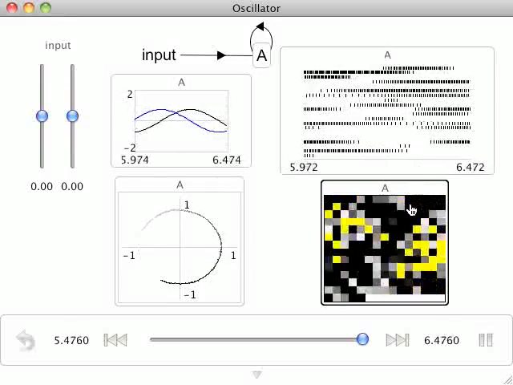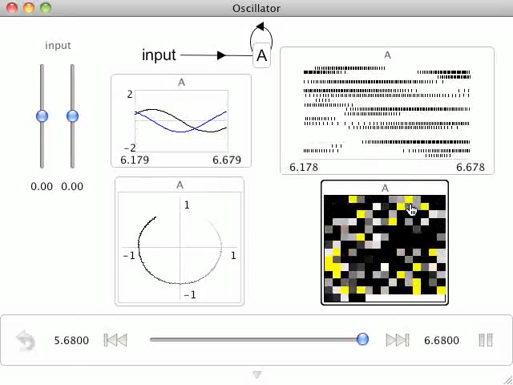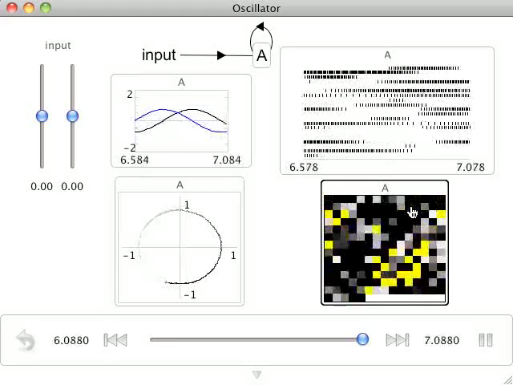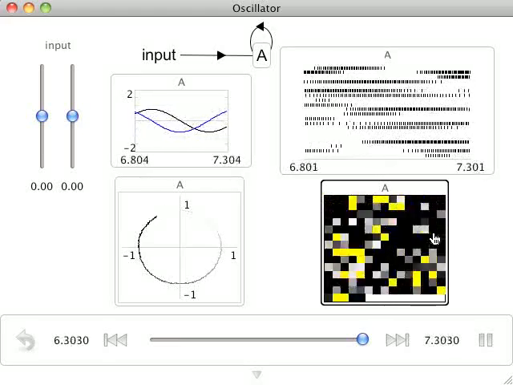And finally, we can look at the pattern of activity laid out on a cortical sheet, seeing, for instance, something that looks approximately like a traveling wave during these kinds of dynamics.